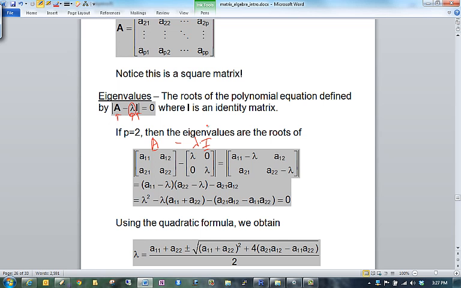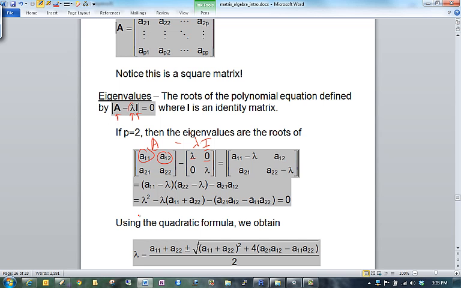Of course, with an identity matrix, when I multiply by lambda, that means that it essentially becomes a diagonal matrix with lambda on the diagonal. I do this subtraction, so I take A11 minus lambda, so I get A11 minus lambda. Take A12 minus 0, I get A12, and so on. Then to find the determinant, I take the product of the diagonal elements. I subtract off then the product of the off diagonal elements.